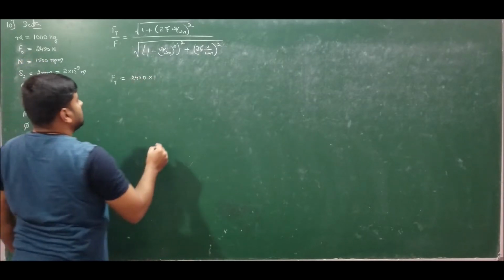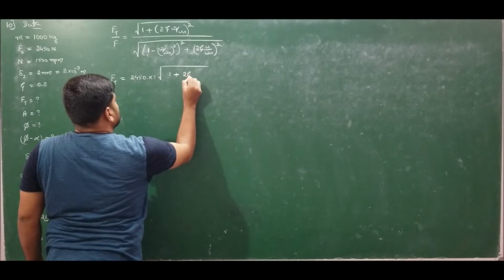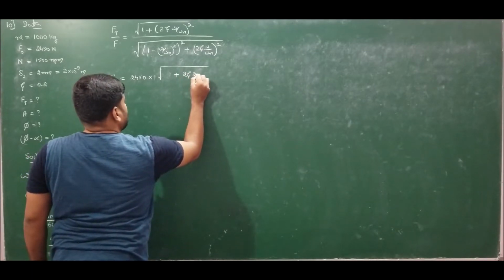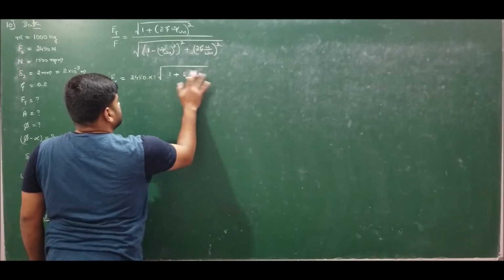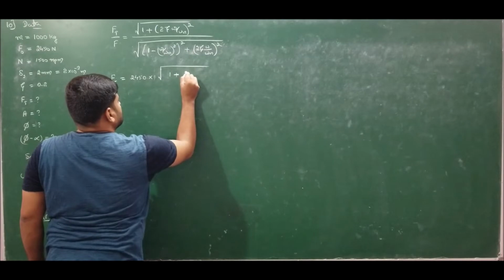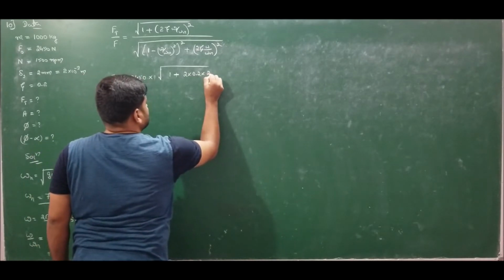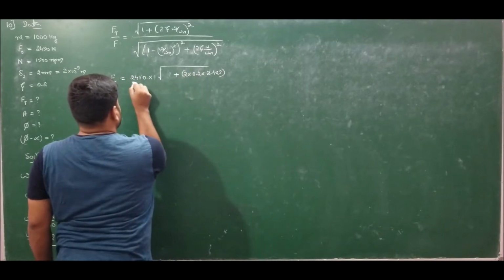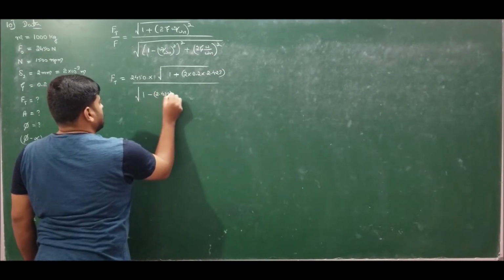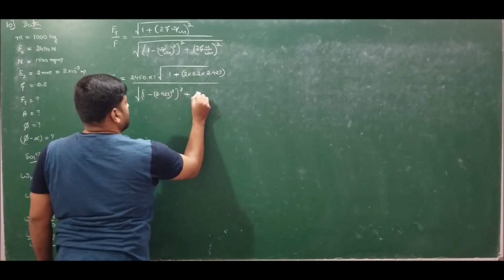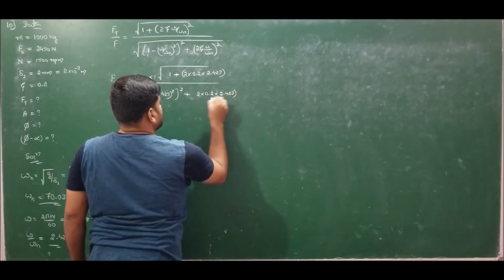2450 newtons is the excitation force, times root of 1 plus 2 zeta omega by omega n, where omega by omega n is 2.423 and zeta is 0.2. Let me substitute the values and solve directly. We have 2 times 0.2 as the damping term and the frequency ratio is 2.423, whole square, divided by root of (1 minus 2.423 square) whole square, plus again 2 times 0.2 times 2.423, whole square, under the root.